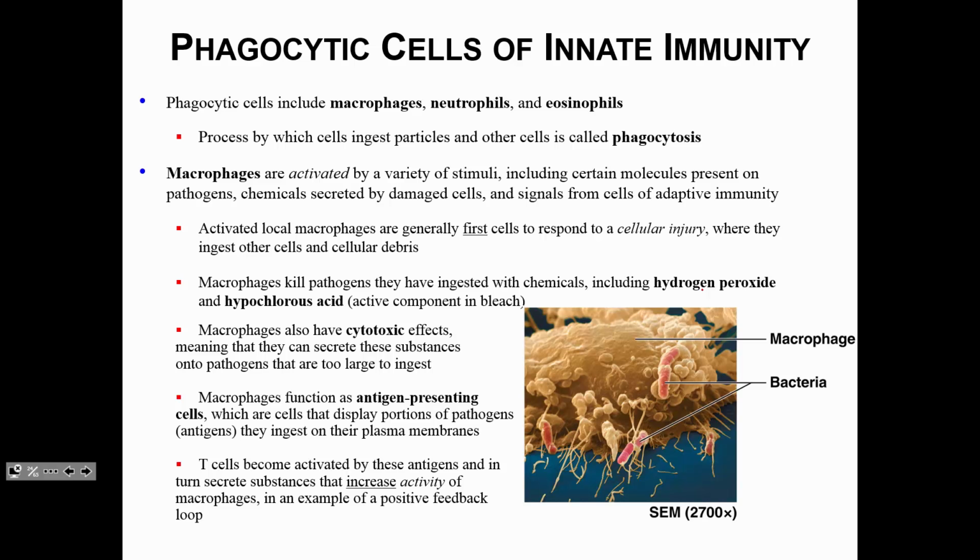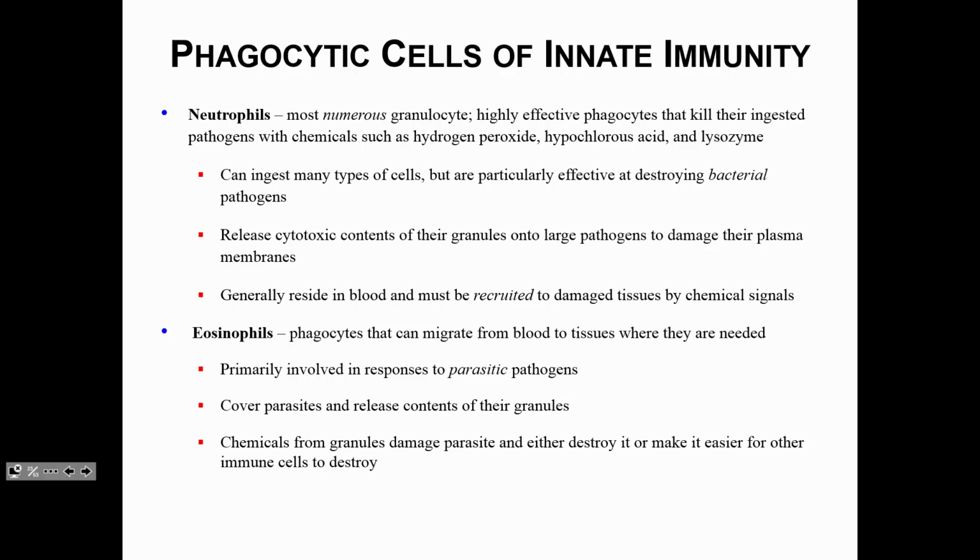The macrophages release chemicals that activate the T cells. The T cells release chemicals that increase the activity of the macrophages. So they're going to go back and forth, which again is a positive feedback loop until we get this under control. Whether it's the injury or the infection spreading, whatever it is, you're going to work this way until it's under control. So the macrophages do a lot. All of these are important functions for the macrophages.